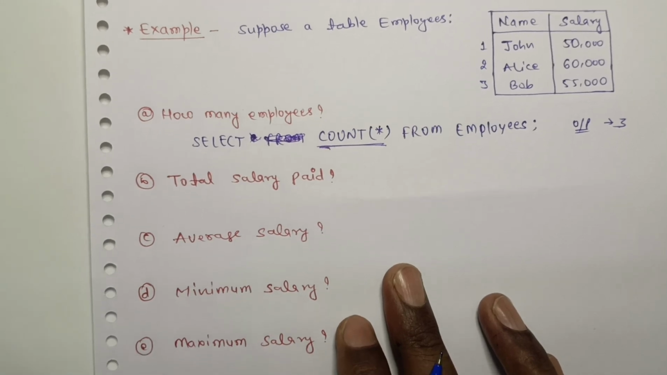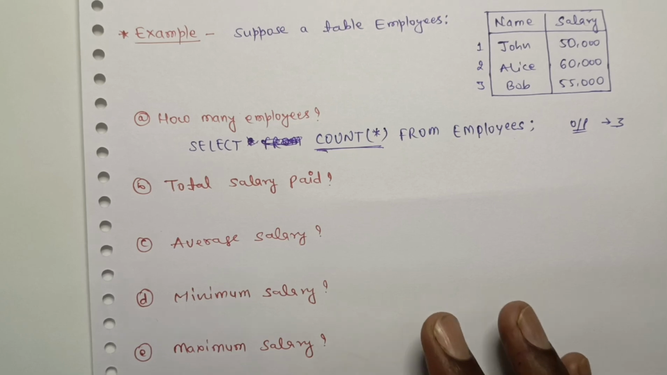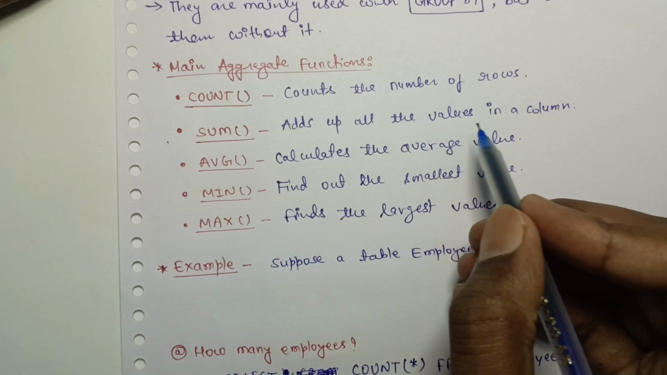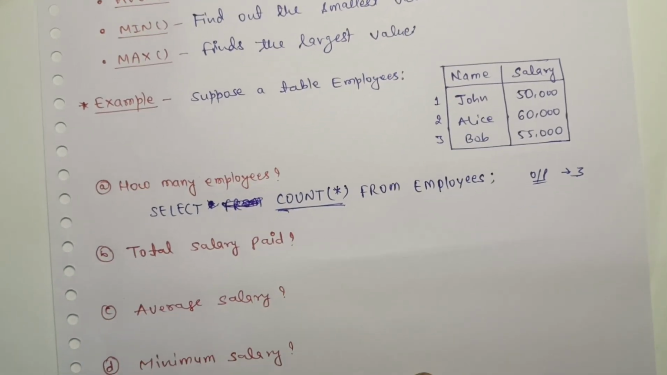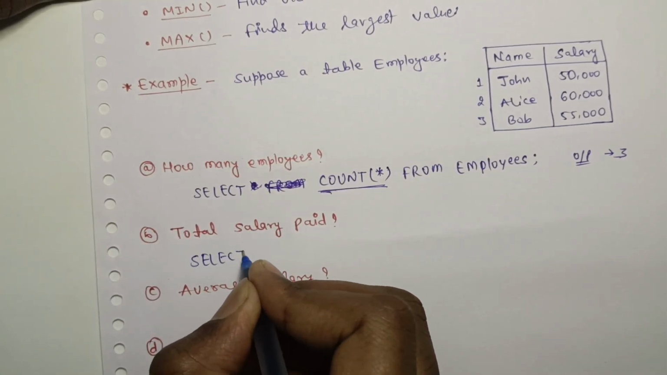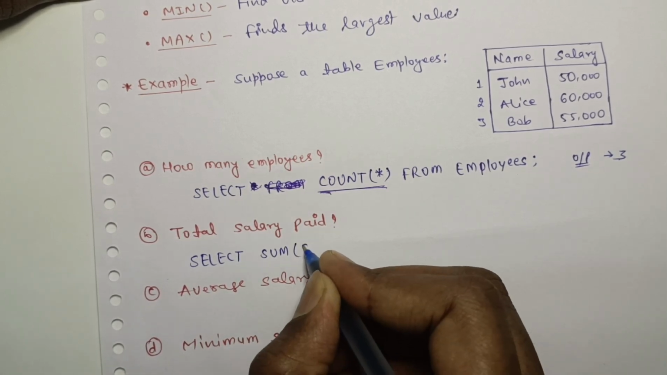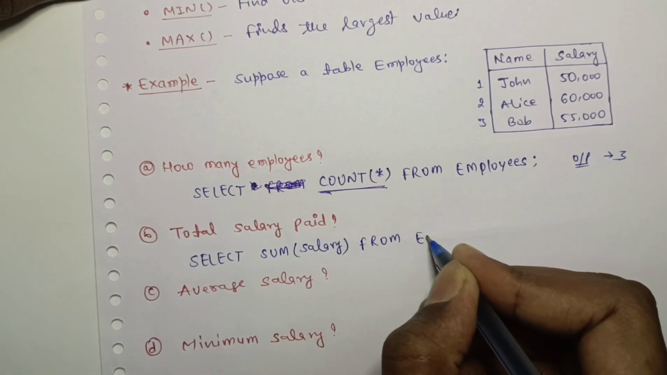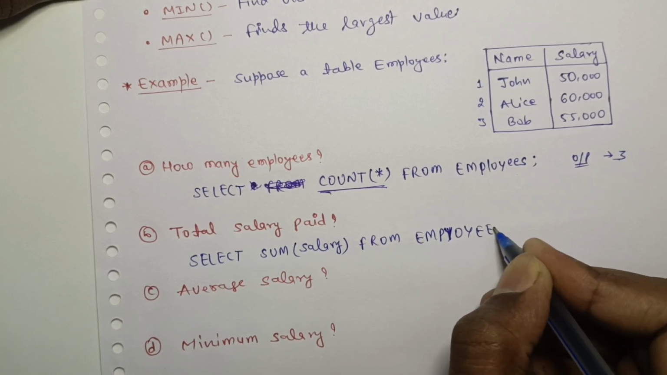So the next question is total salary paid. How will we find out the total salary paid? For this we can use the sum aggregate function, because it adds up all the values in a column. So by adding all the values of the salary column, we can find out the total salary paid. So what will be the command for this? Let's write select sum, then specify the column name salary, and from the table name employees.